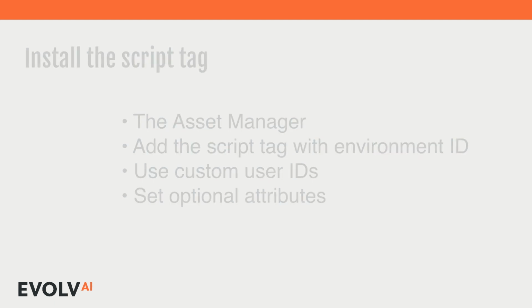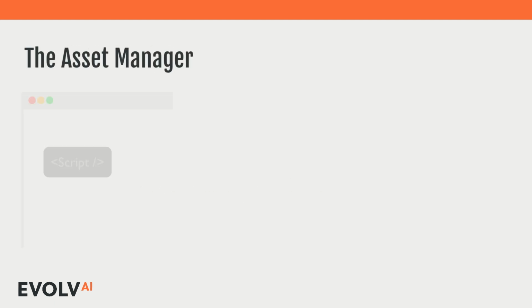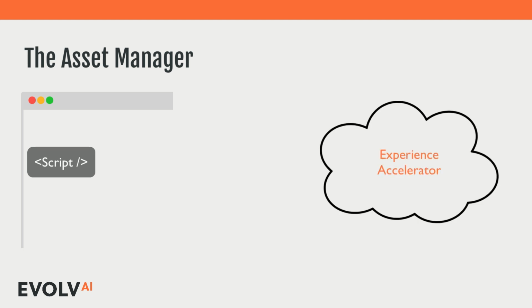Let's begin. The Asset Manager is a script that Evolv AI uses to manage the expected experience for each user. When a web page loads, the Asset Manager talks to the Experience Accelerator and requests the code to render each user's experience. The Experience Accelerator is responsible for deciding which experience a user should see. It uses the environment and user IDs from the Asset Manager to allocate a combination of variants and generate the necessary code to render the experience. It then sends the code back to the Asset Manager to run when the page loads.